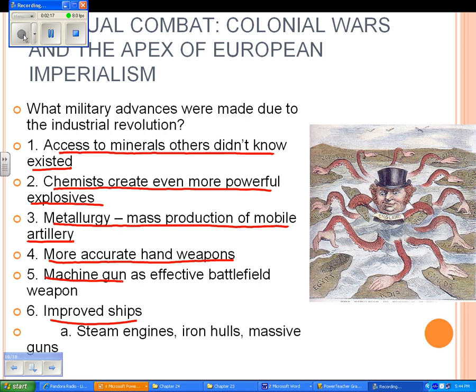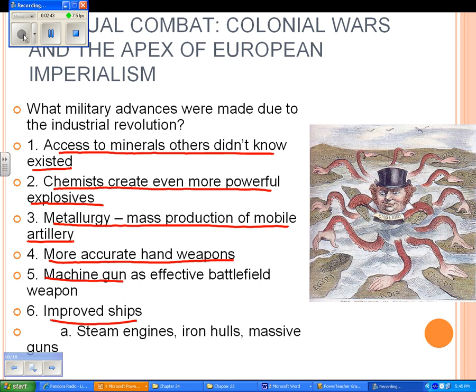The machine gun becomes an effective battlefield weapon. A version of the machine gun, maybe not what you think of as a handheld machine gun, was first tried out during, think about it, yep, that's right, the U.S. Civil War. First used during the U.S. Civil War. And we see improved ships, which means stronger and stronger navies.